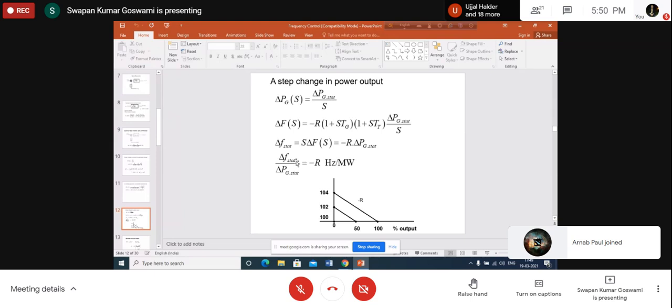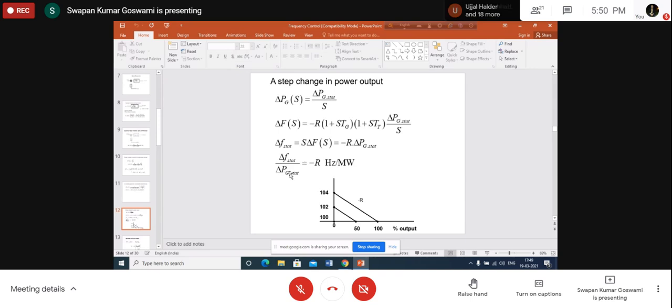Delta F stat by delta PG stat: delta F stat means the steady state change in the frequency, and delta PG stat means the change in the power output at steady state. Initially it was 0. So how much power is being changed? It may be equal to the full load capacity, it may be 50%, maybe 10%, maybe 12%, whatever it may be, no problem. For simplifying the analysis, let us assume that this is equal to full load capacity.